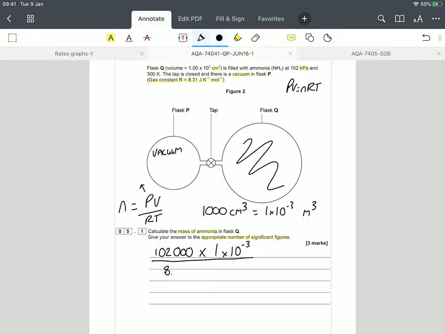R is always just 8.31. T is in Kelvin anyway, so nothing needs doing there. So we bang all that into our calculator. 102,000 times 1 times 10 to the minus 3, which is 102, divide by, open brackets, 8.31 times 300. Okay. And there's our number.